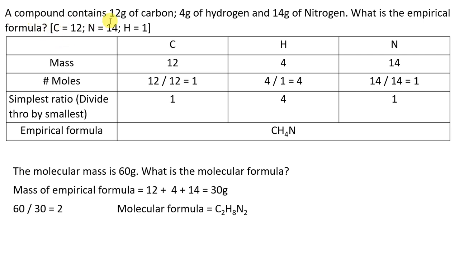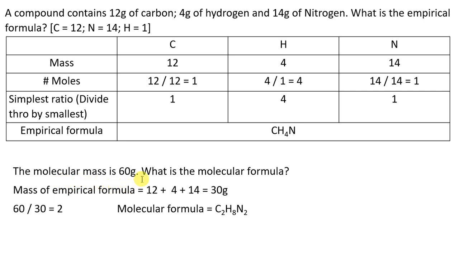A compound contains 12 grams of carbon, 4 grams of hydrogen, and 14 grams of nitrogen. What is the empirical formula? I write down my masses as given in the question. Convert that to moles using the relative atomic masses in this question given. Get my simplest ratio. I'd normally divide through by the smallest, but the smallest here is 1, so that's kind of done for us. And I get my empirical formula, CH4N.